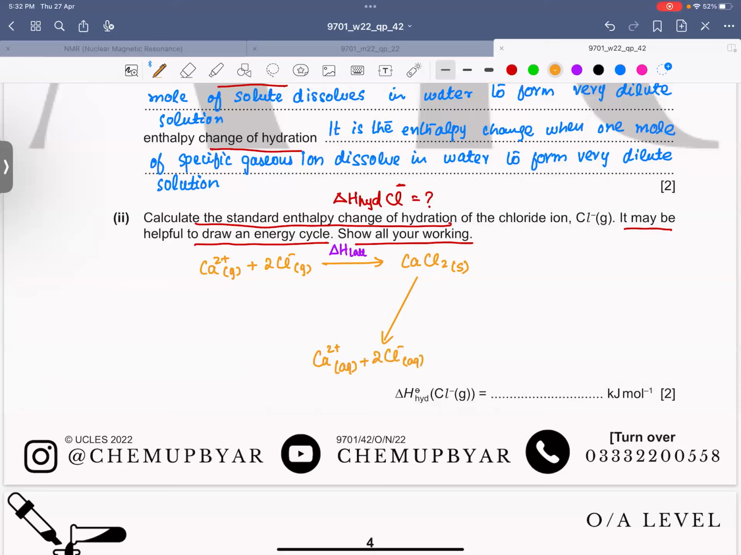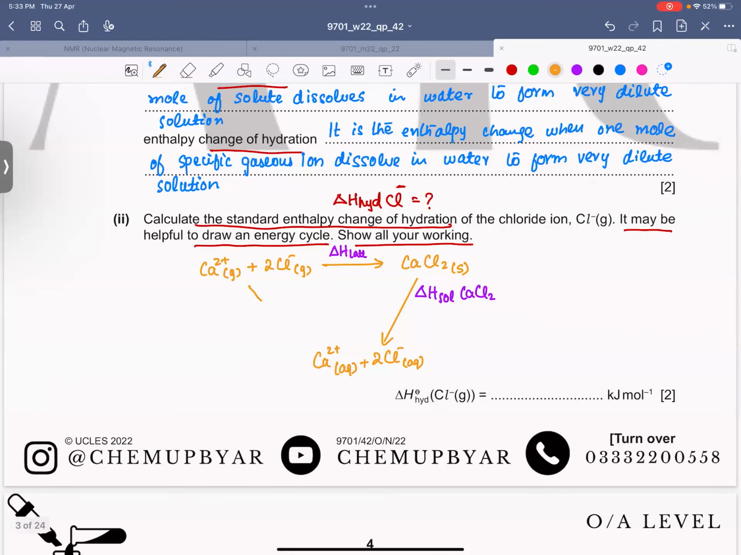So it would be considered as the enthalpy change of solution of calcium chloride. Then when the calcium gaseous ion and the chloride gaseous ions get dissolved to form the aqueous ions, in this case we can represent this reaction by this arrow: enthalpy change of hydration of calcium ions plus twice the enthalpy change of hydration of chloride ions. Is this understandable to everyone? Yes, sir.